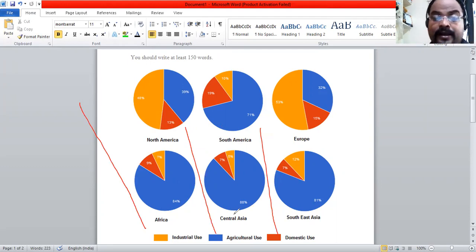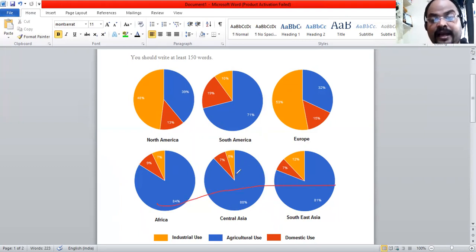The second format is that you can go with the regions: North America, South America, Europe, Africa, Central Asia, Southeast Asia. Most of the students don't go with that because you know that you have to write more words there. But we are going to select based on the usage. We have the third format. The third format is based on the usage: most usage, second usage, and the least usage. So this is the pattern.